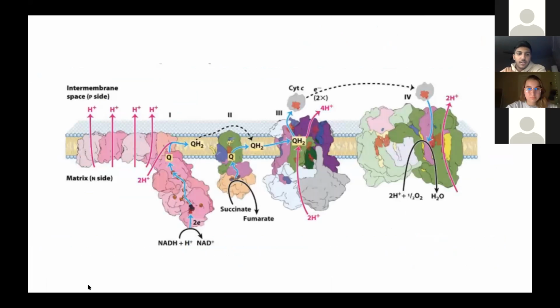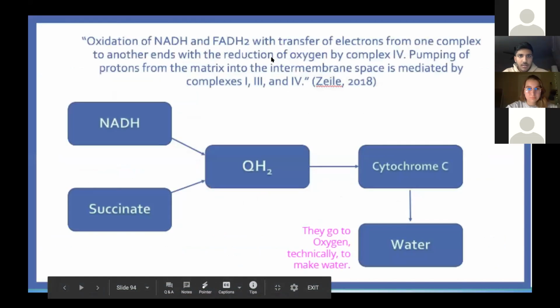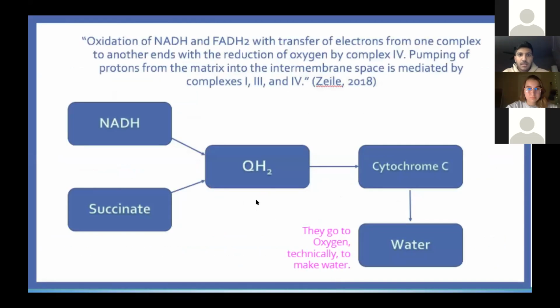And so this is kind of just another overview of what's going on in the overall process of the electron transport. And also this is just another summary. So you can see literally NADH, this is complex 1, right? Complex 1 is going to reduce it to QH2. This is complex 2. And then you can see complex 3, where you're transferring the QH2 to cytochrome C, and then cytochrome C goes to technically oxygen to make water. And so this is complex 4.